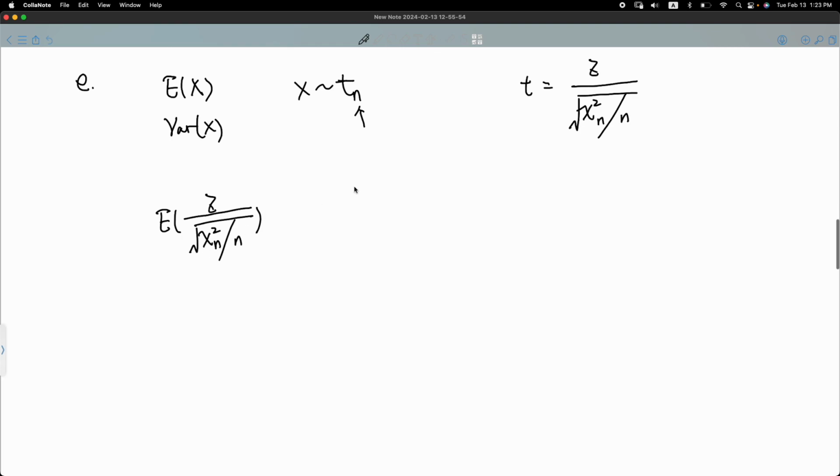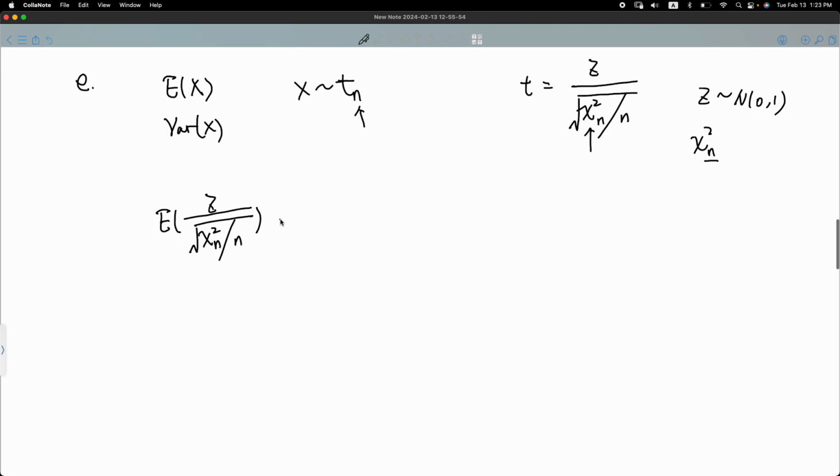Or the expectation of this. Just to be more explicit, this is 0, 1, and then chi-square is just a notation for a random variable. Sometimes the notation might be abused, but this just refers to the random variable that follows a chi-square, with degree of freedom n.